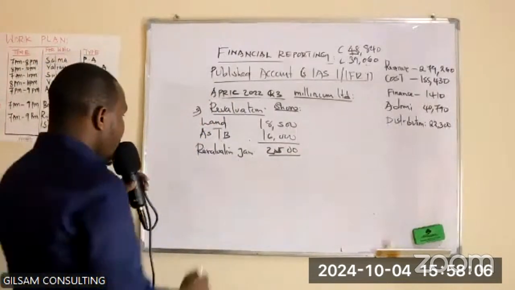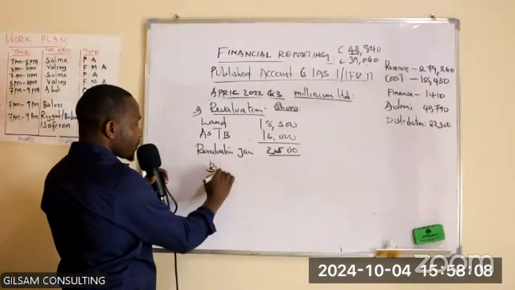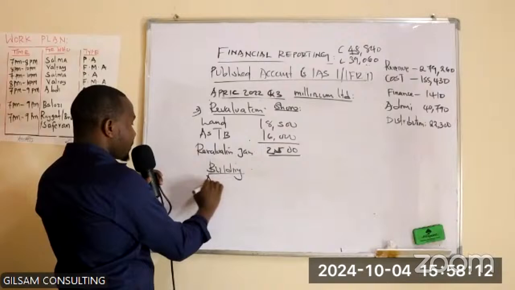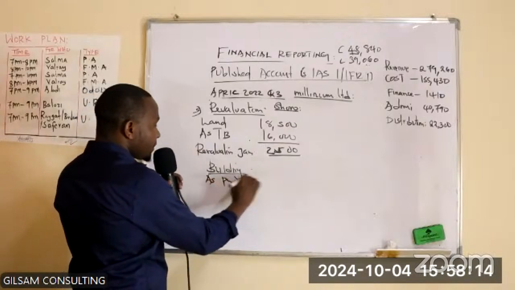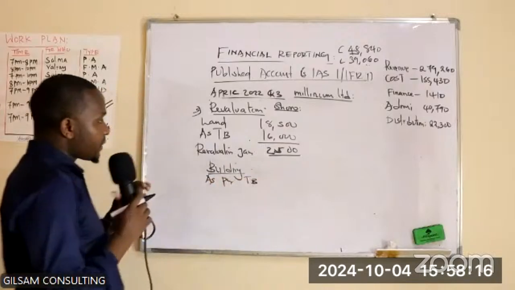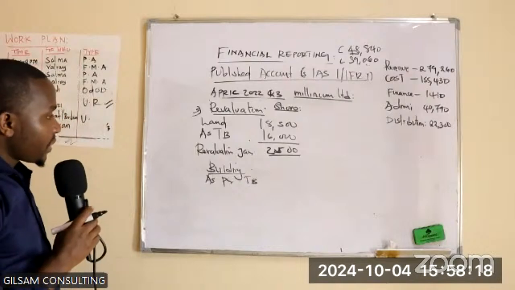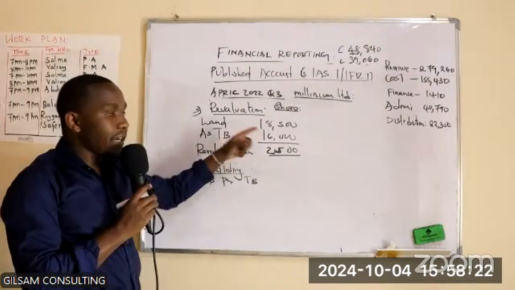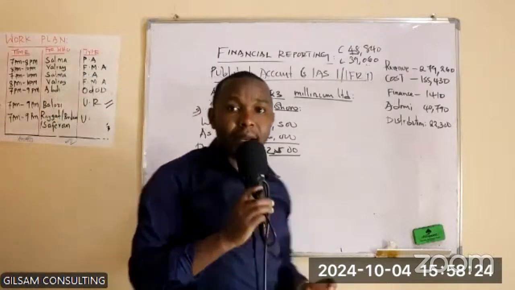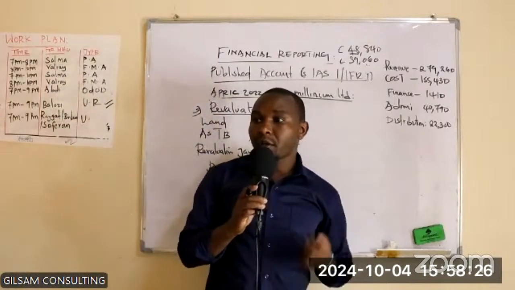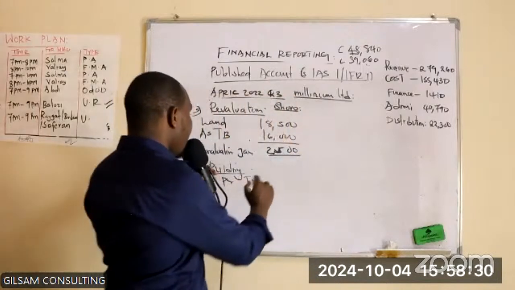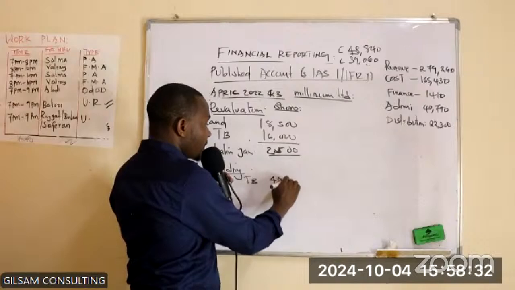And then to come to building, balance as per TB, or trial balance. As per trial balance is how much? That is the 56 million for land and building combined minus 16 million, the value of land. So which means the value of building itself is 40 million. So we'll have 40,000 here.